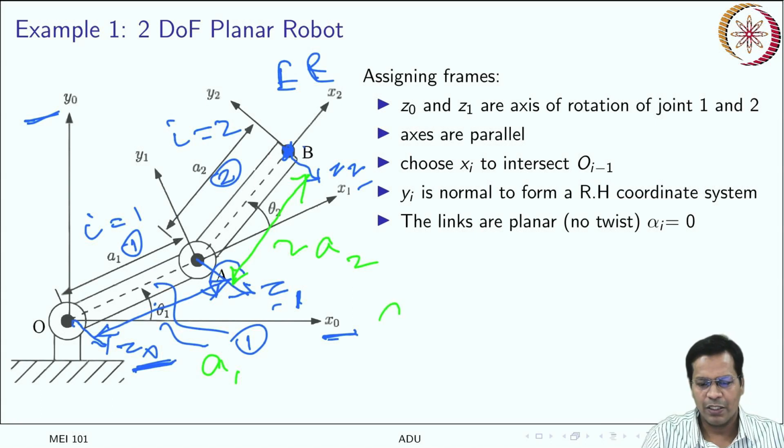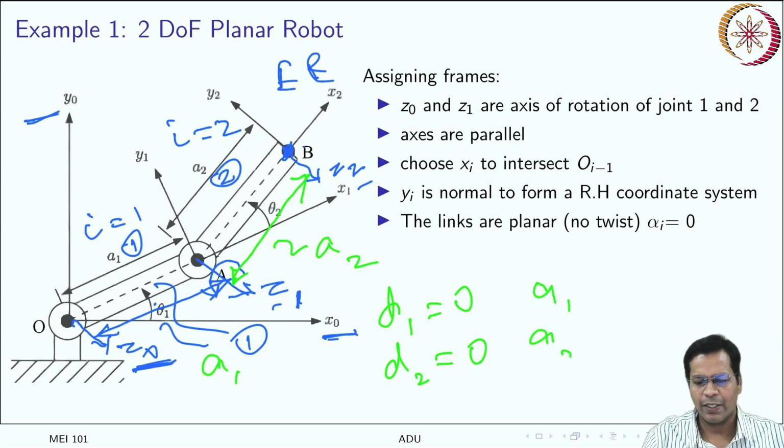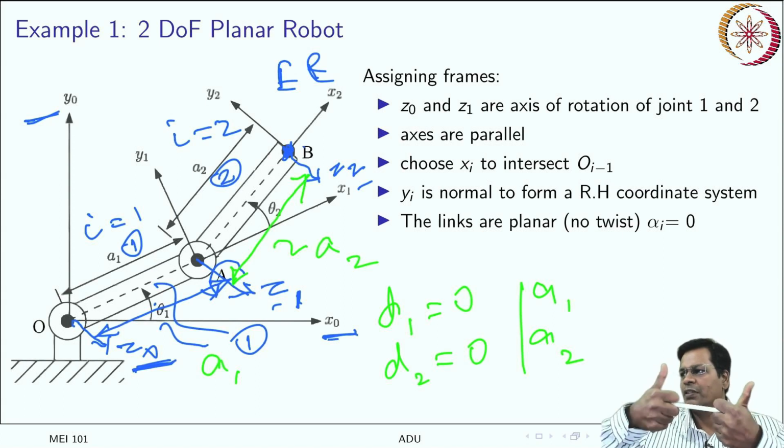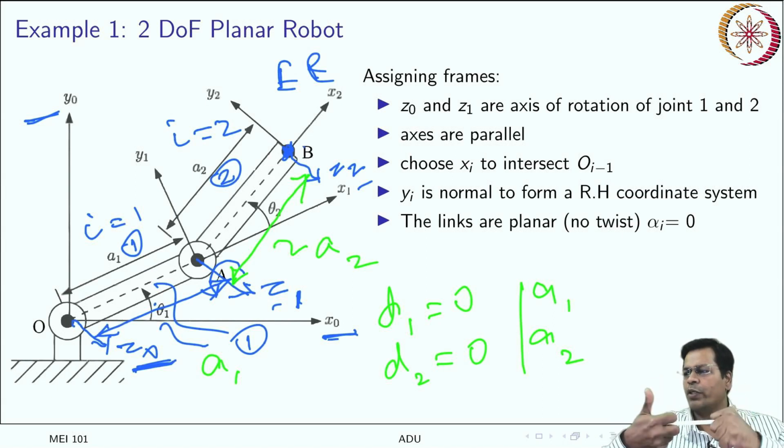So D1 is equal to 0, D2 is also equal to 0. The only thing that remains is A1 and A2, those are the link lengths. There is no twist. You see all the Z axes are parallel. So you have a link with both the Z axis about which it is rotating, and this also has a link frame. Okay, so both are parallel to each other. So there is no twist in between.